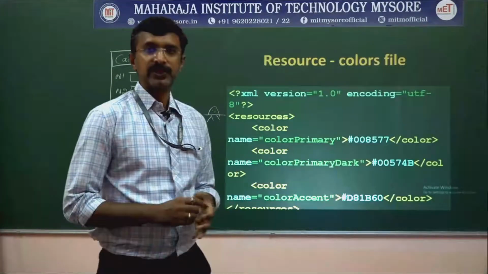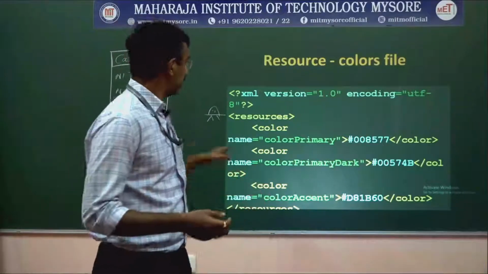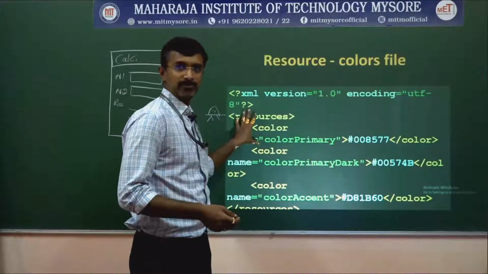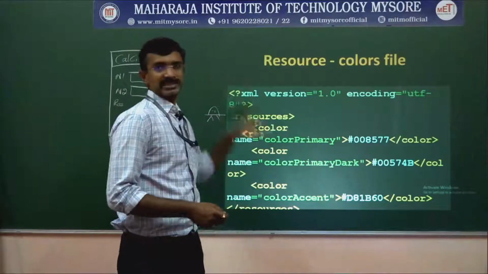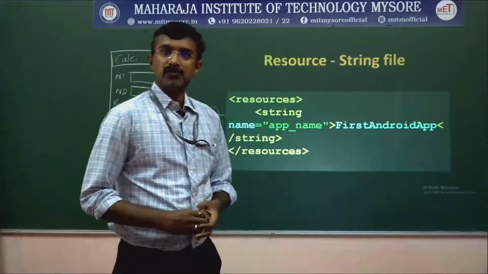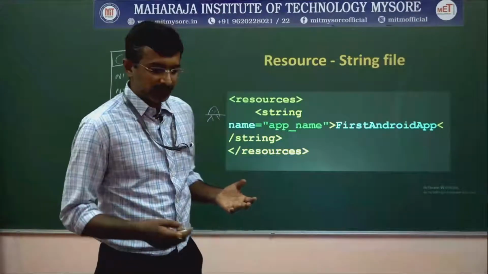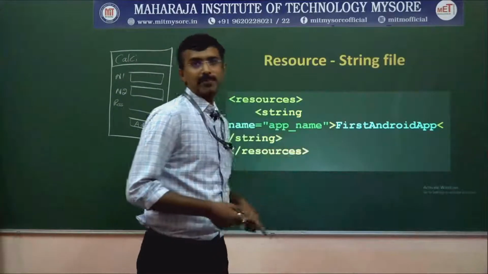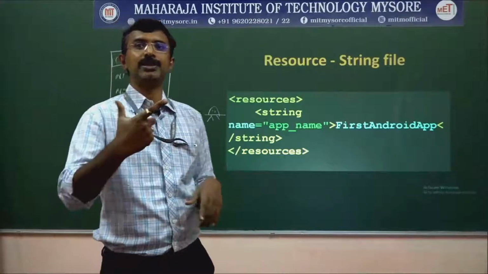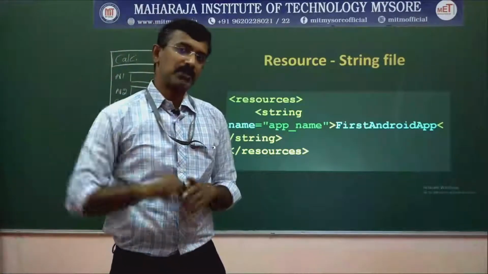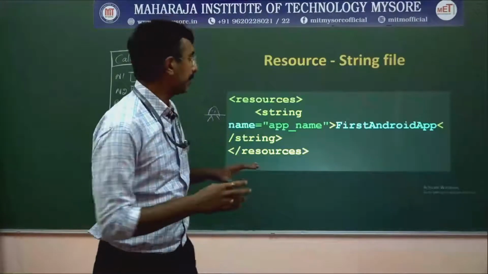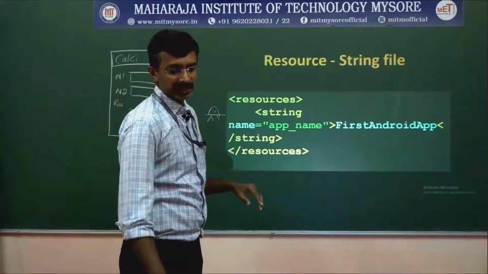The next one was colors. Colors of your application are well designed and kept in a separate XML file, which is the colors.xml file. Then the strings file. The string is what we used in our first Android app, which we used to display on our screen. All the strings used in applications are better maintained in a single file called strings.xml.